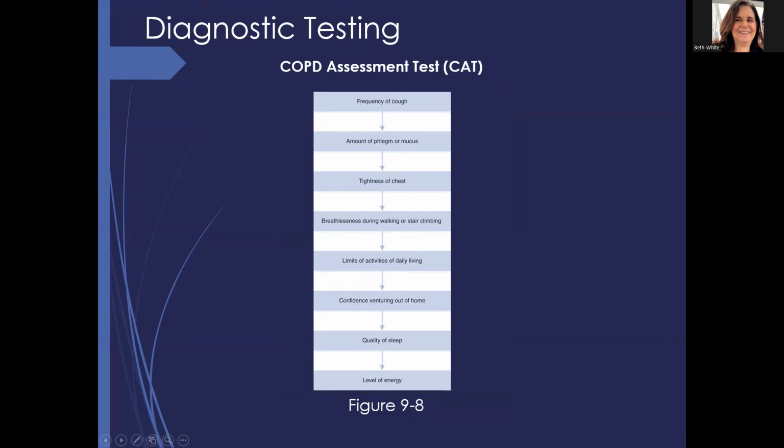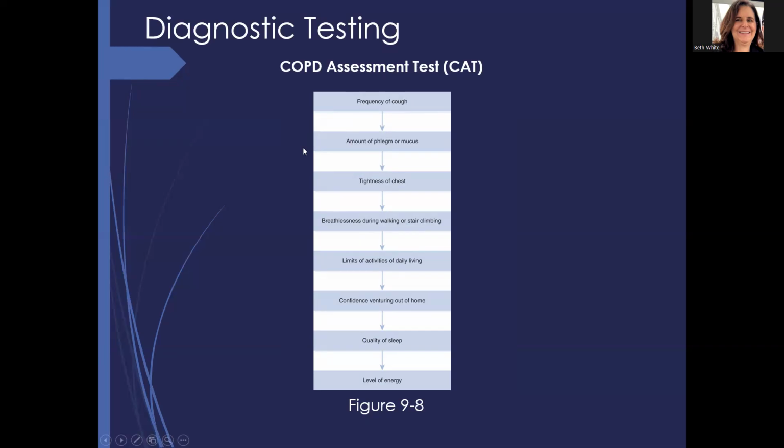Now, part of the multifaceted assessment is the COPD assessment test. The COPD assessment test is an 8-item measure of health status impairment in COPD. This is a very subjective assessment score. It takes all of these different 8 criteria, and patients rate how they perceive they are doing on a scale of 0 to 5. 0 being the best I've ever been, 5 being the worst I've ever been.